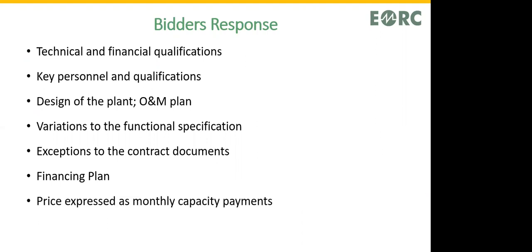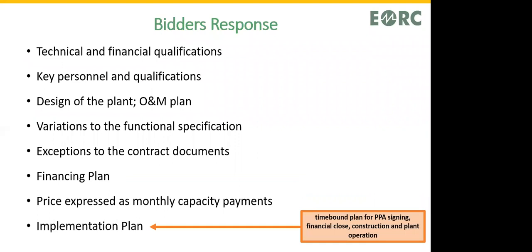A price expressed as monthly capacity payments. Your PPA should include indexation arrangements, which they will have computed to arrive at an average monthly price. And then finally, an implementation plan, taking them through negotiation, PPA signing, financial close, construction, and plant operation.